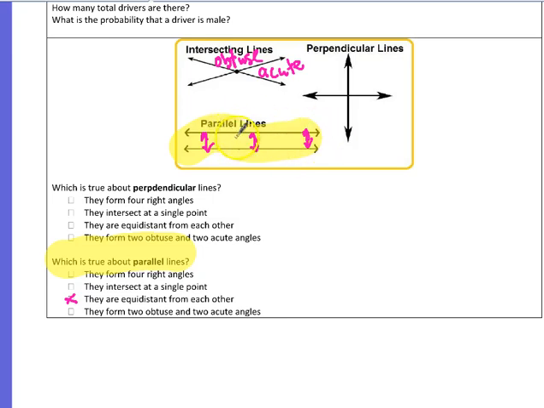I am not answering all of the questions. I'm only answering every other question. You still have to answer the rest of the questions.